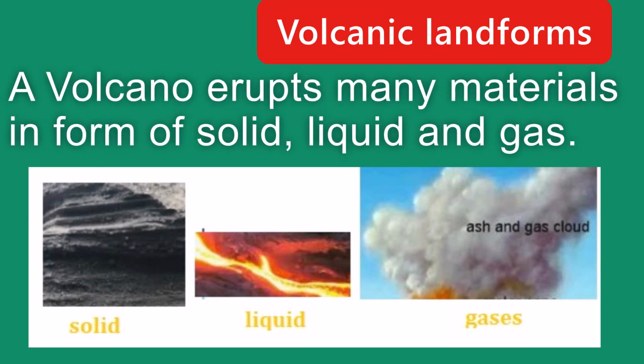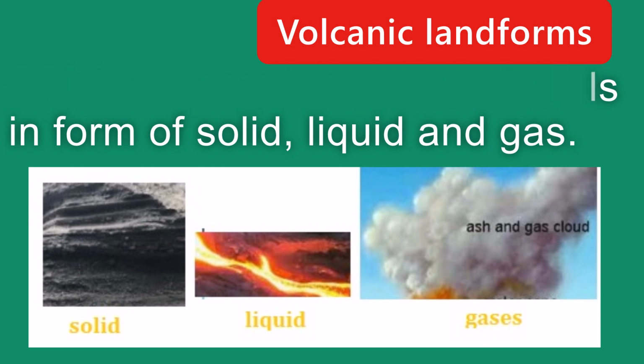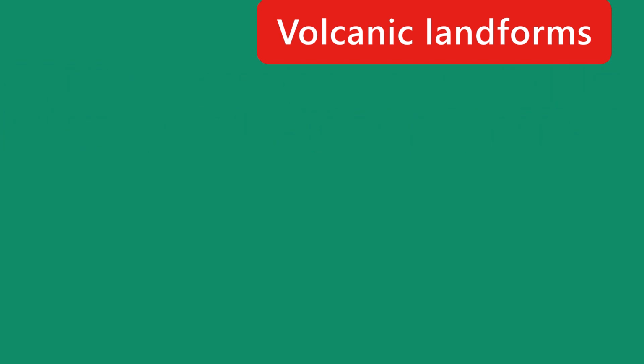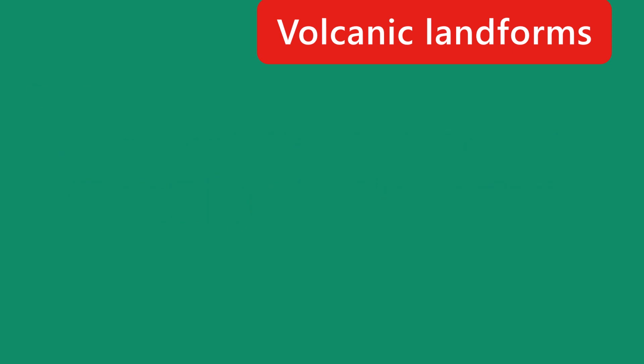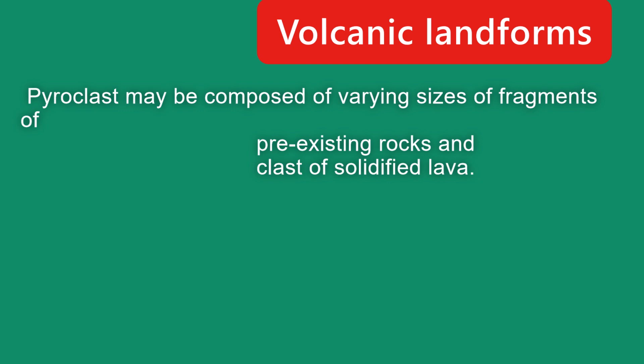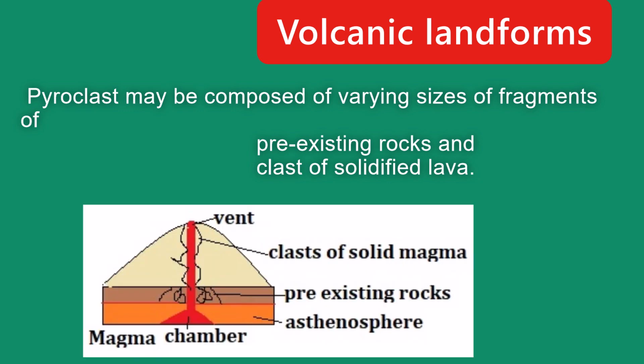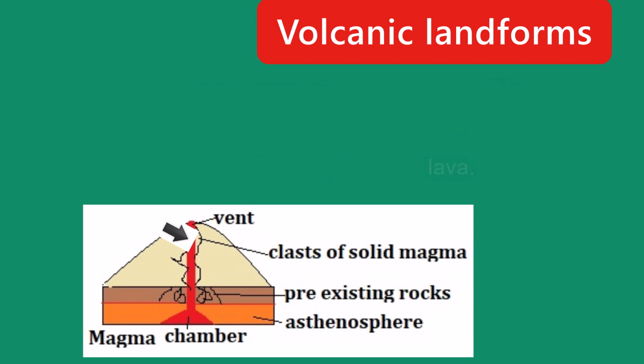A volcano erupts many materials in the form of solid, liquid and gas. When solid material erupts, it is called pyroclast. Pyroclast may be composed of varying sizes of fragments of pre-existing rocks and clasts of solidified lava.